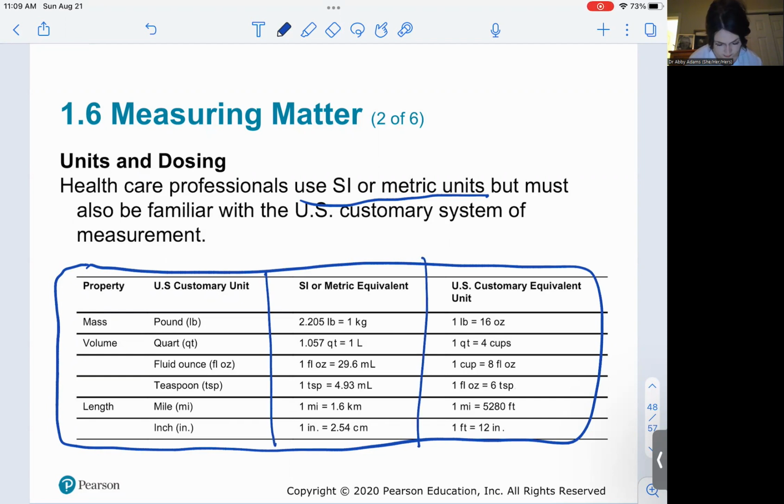You can see where you have mass, in mass we're measuring in grams, but the US customary unit is pounds. So how many pounds go in a kilogram? 2.205 pounds. So you're going to use that conversion factor sometimes, and so on and so forth. You see that 1 mile is about equal to 1.6 kilometers.